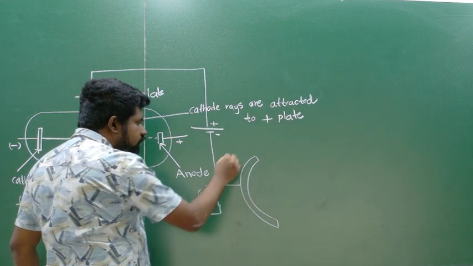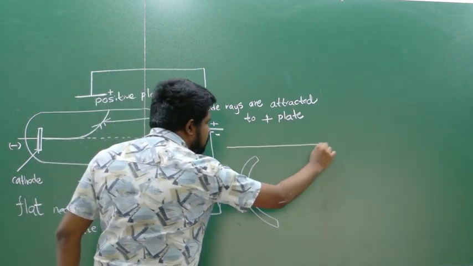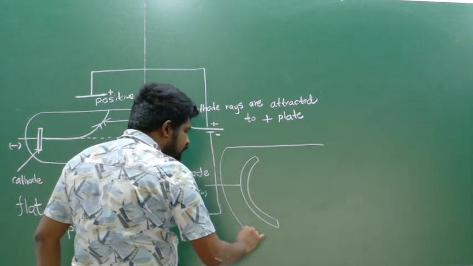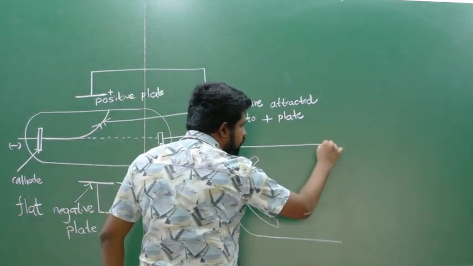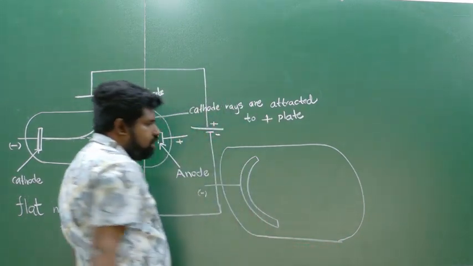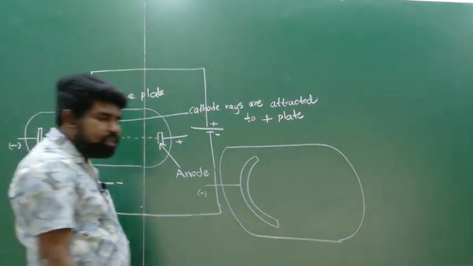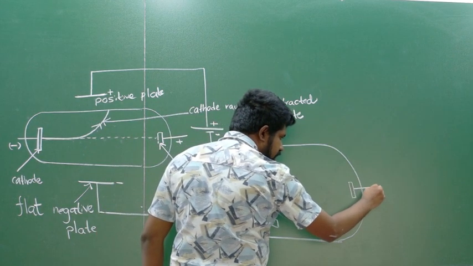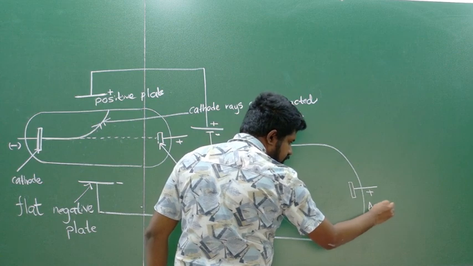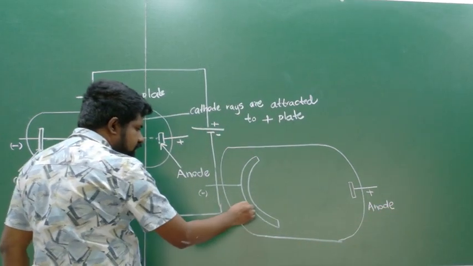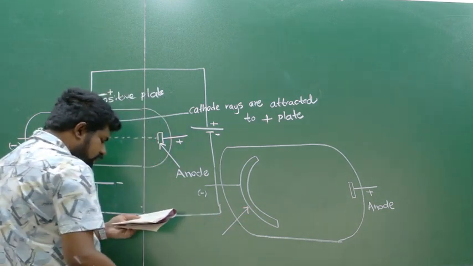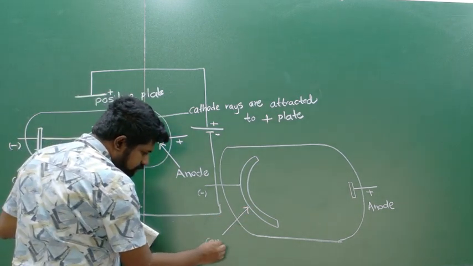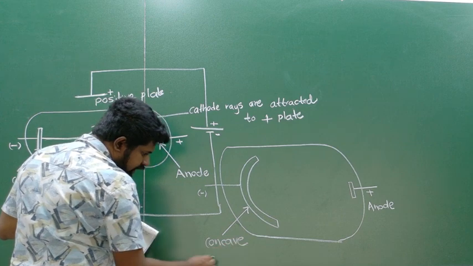Instead of a flat cathode, we have to use a concave cathode; all the other setup is the same. This is the cathode ray tube. Then we have the anode. So this is the concave shaped cathode.